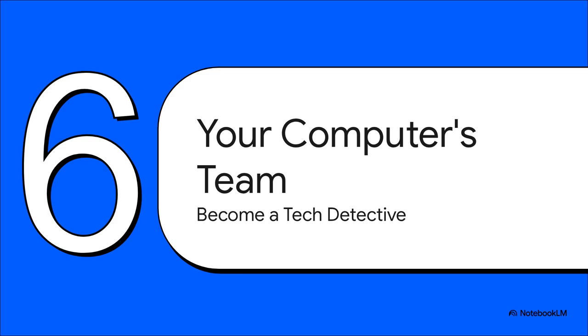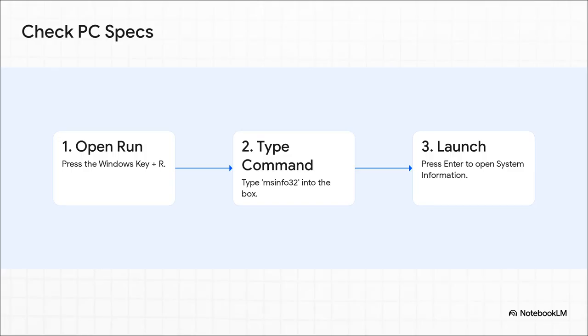So now you know the team of components working inside pretty much every computer, and that includes the one you're using right now. And you know what? You don't need to be some hardware expert to find out who's on your team. You can become a tech detective without even opening the case. If you're on a Windows PC, this is so simple. Just press the Windows key and the R key at the same time, and a little box will pop up.